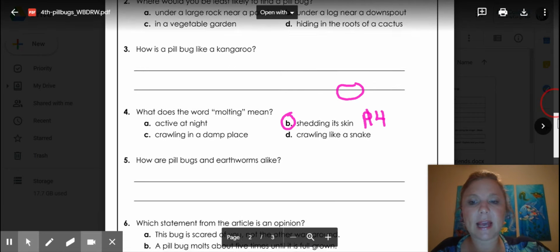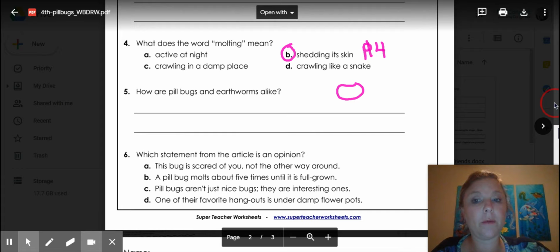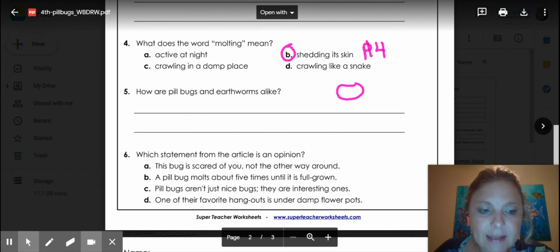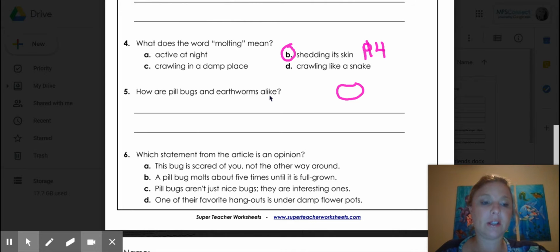Question number 5 says, how are pill bugs and earthworms alike? Well, I remember that it's because they're moving the soil, and I remember that that was in paragraph 5. So the way I would state that is, stated in paragraph 5. Again, use your sentence starter. Pill bugs and earthworms are alike because they both move the soil.